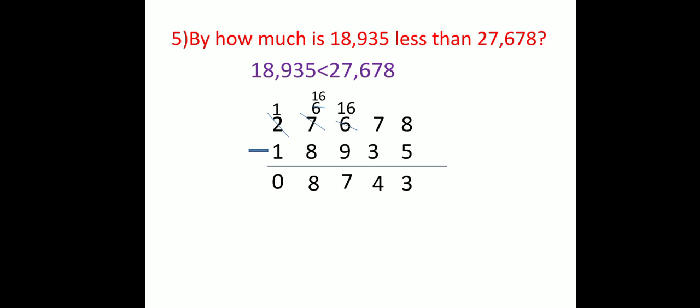Okay. Now 8,743. The smaller number, how much less than that number? 8,743. Okay, 18,935 is 8,743 less than 27,678. Okay, children?